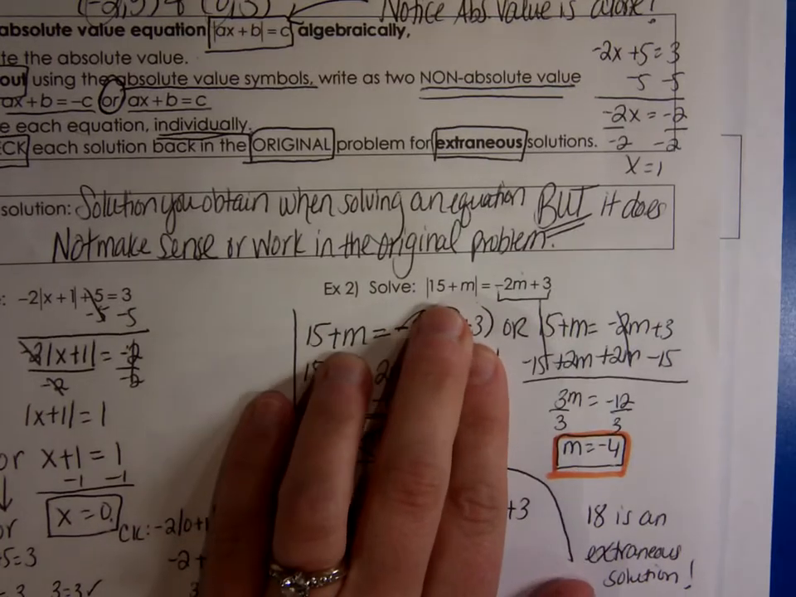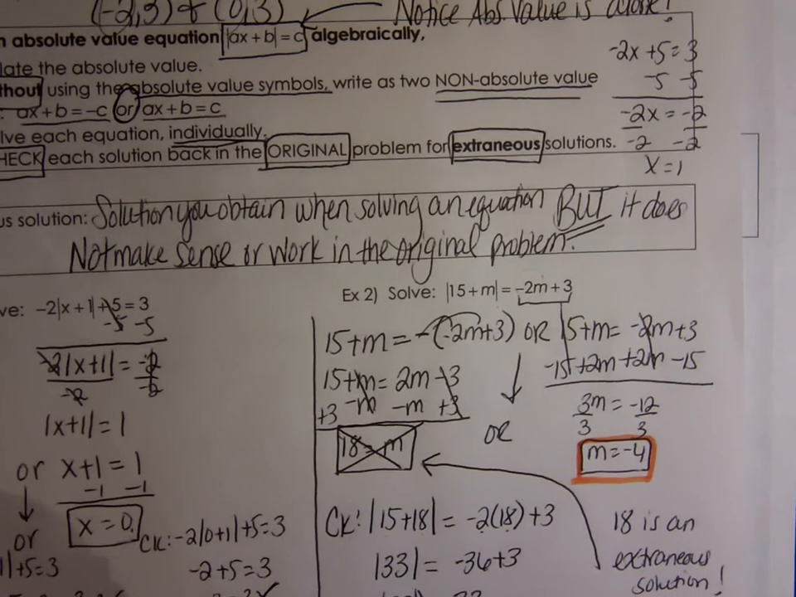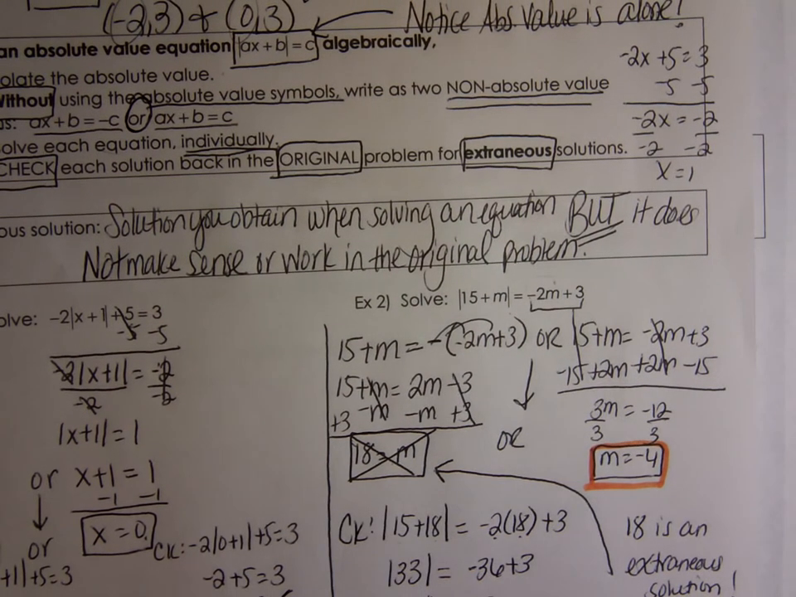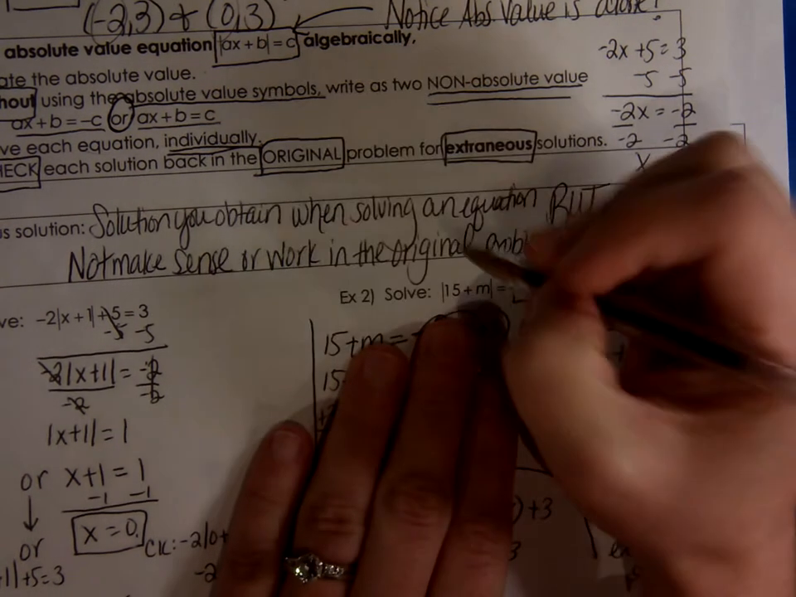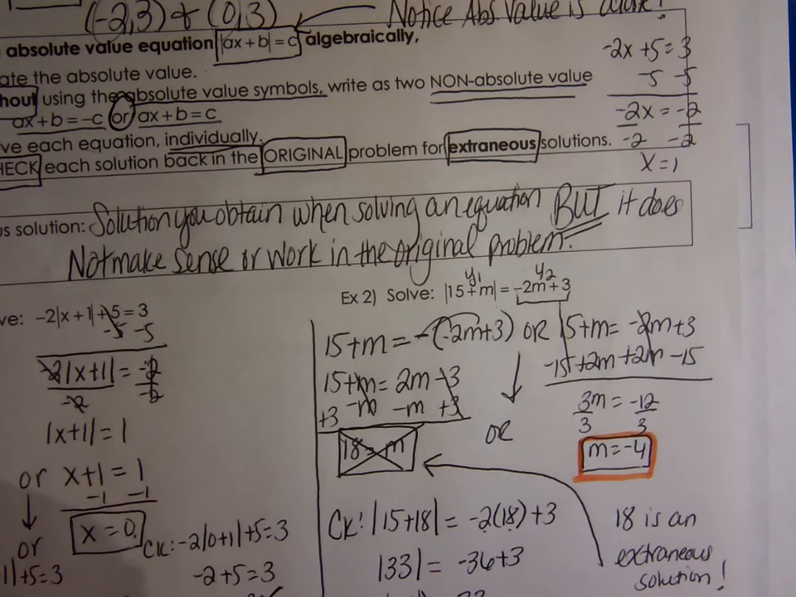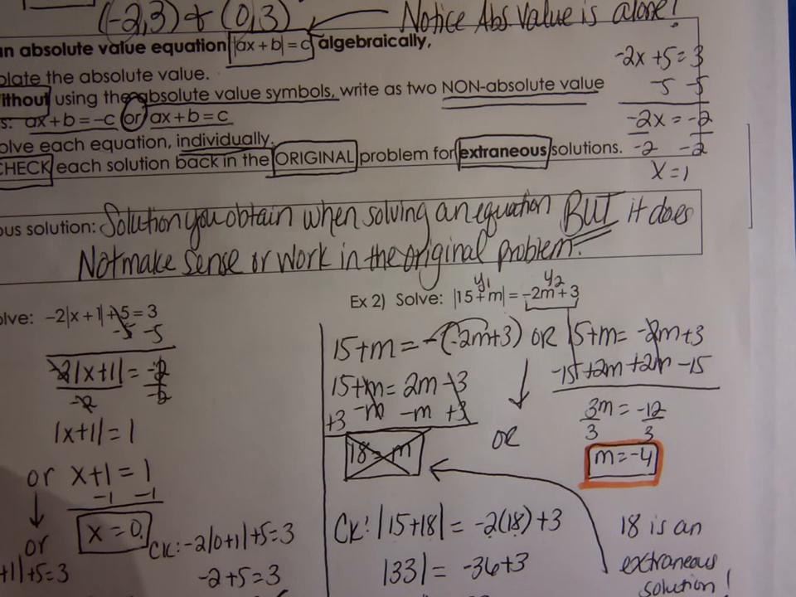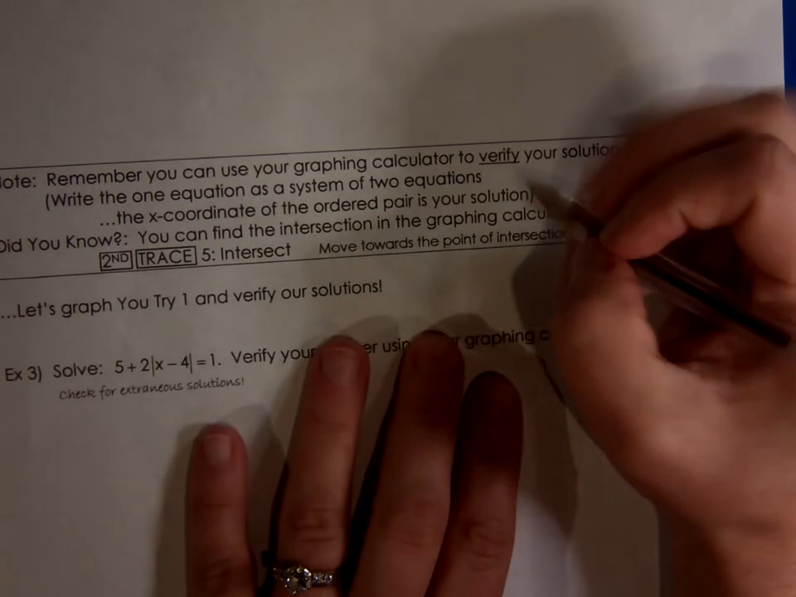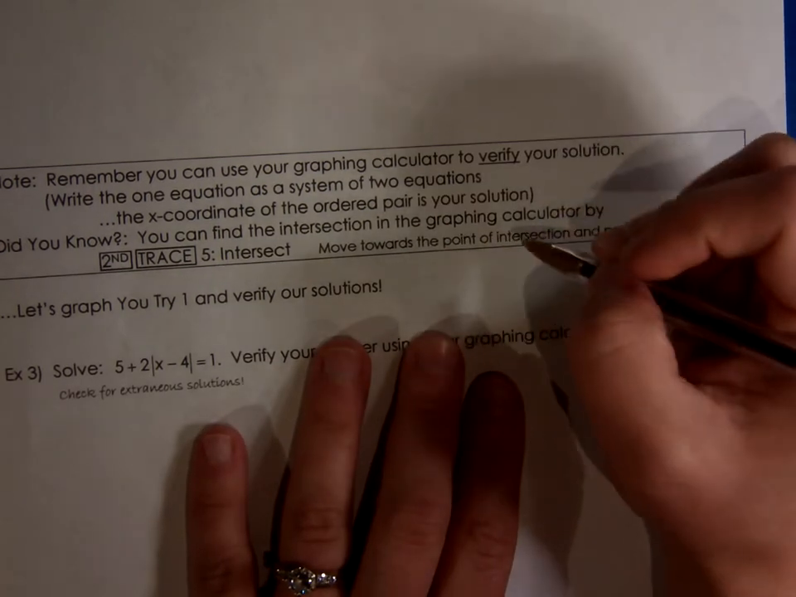And remember that just like we did before when we were using our graphing calculator in a previous lesson, we separated the equation into two pieces. Like this side was y sub 1 and this side was y sub 2. And that's exactly what we are going to do in this problem. So I want to verify the solutions of only being m equals negative 4 in this problem.